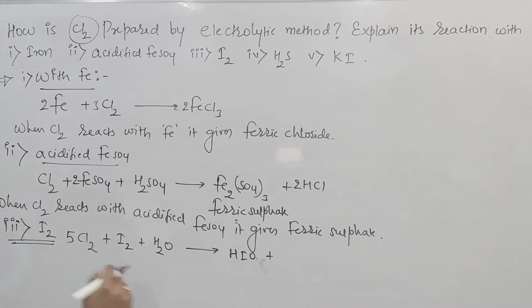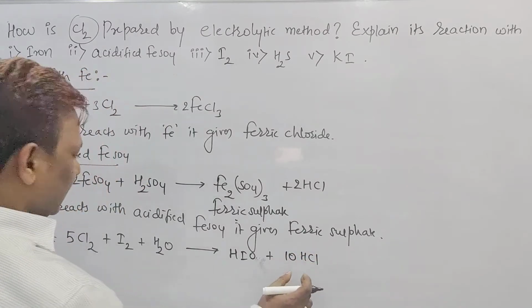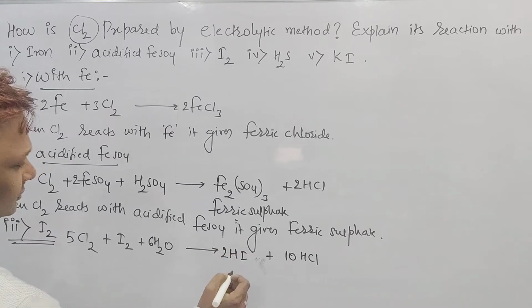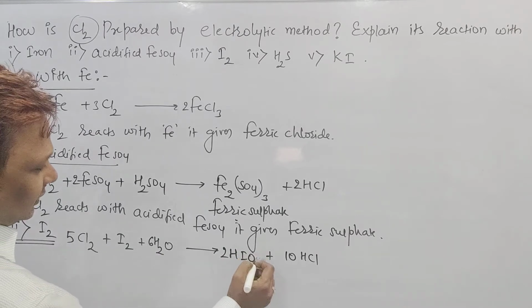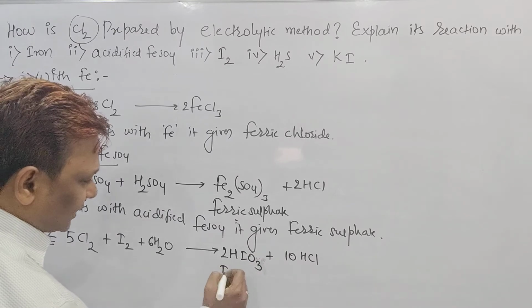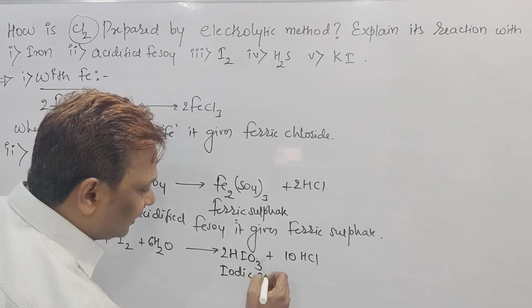5 into 2 is 10 now, beta, so I will get 10 moles of HCl. Hydrogen 10 is there. If you make 6 into 2, 12, already 10 over, so I make here 2 moles. Iodine 2, oxygen 6 is there, beta. HIO3 is called as an iodic acid.